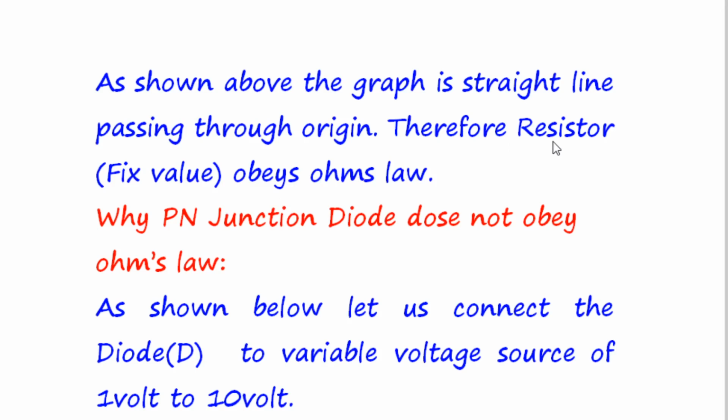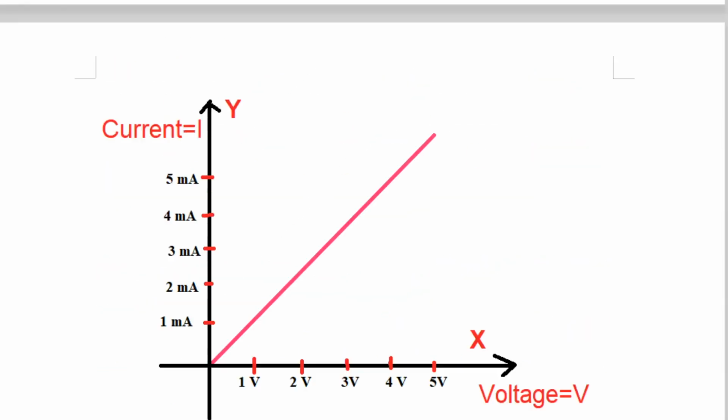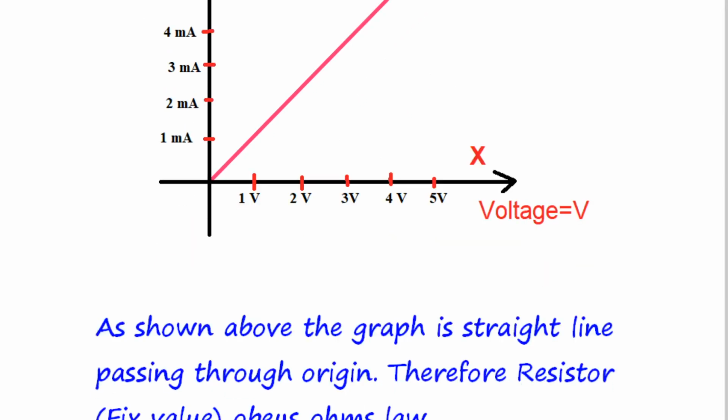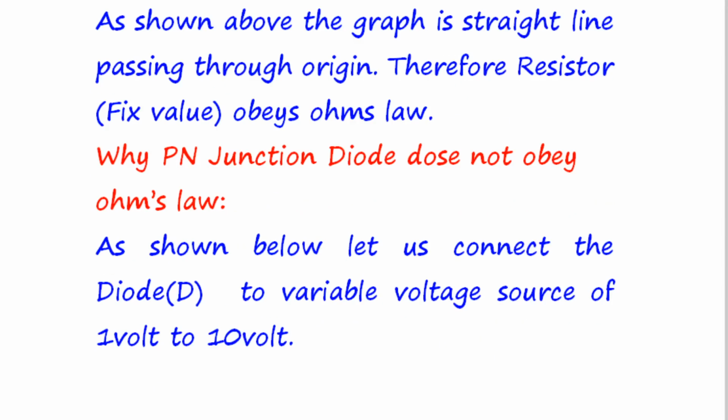As long as the physical state of the conductor remains the same, the current flowing through the conductor is directly proportional to the applied voltage. And here the straight line indicates that the current is proportional to the applied voltage. Why is it a straight line? Because the physical state of the conductor is the same, meaning the value of the resistor is not changing for all applied voltages from 1 volt to 10 volt. That is simple. Therefore the resistor, of course a fixed value resistor, obeys Ohm's law.